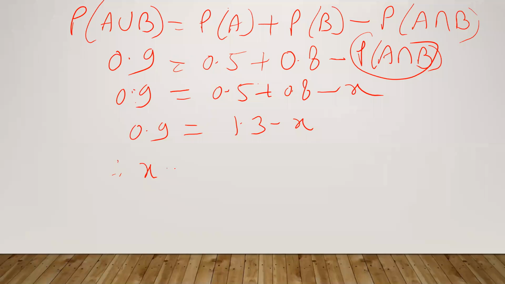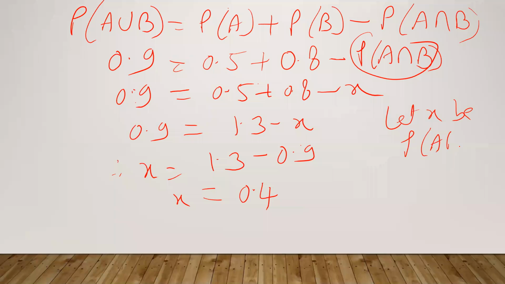So what will be the value of x? Minus x you shift here, so it will become plus, and 0.9 you shift to the right side. How do you solve the equation? Now 1.3 minus 0.9 will give you 0.4. So x is equal to 0.4. What is x? Let x be probability of A intersection B. Therefore, probability of A intersection B is equal to 0.4. This is the answer.